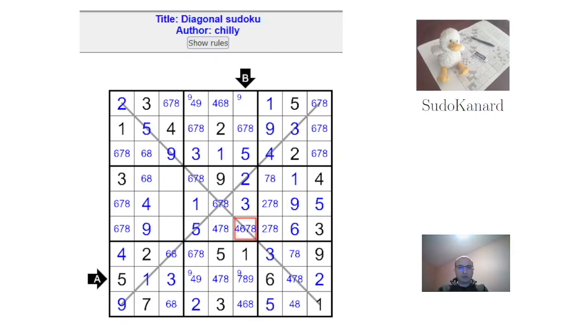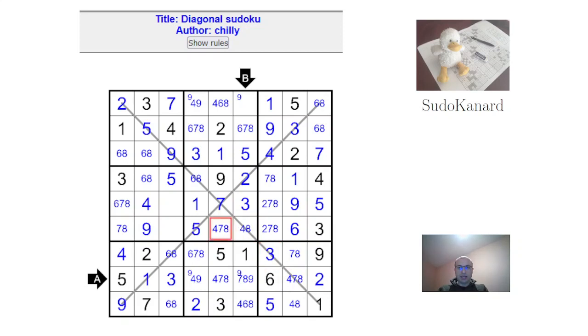So 6 is removed from this, from that. 6, 7, 8. The missing digit is a 5. Oh, and this 6, 8 pair actually makes this a 7, and it's been sitting there for quite a while, I'm afraid. 6, 7 pair, we get this 7 here, no 7s there. So on this diagonal, 7 has to be in the central cell.